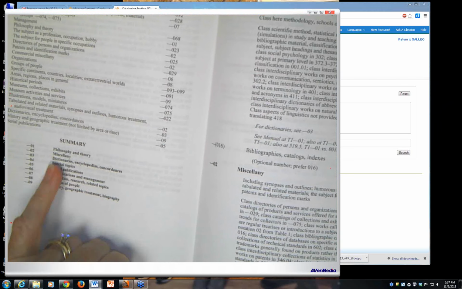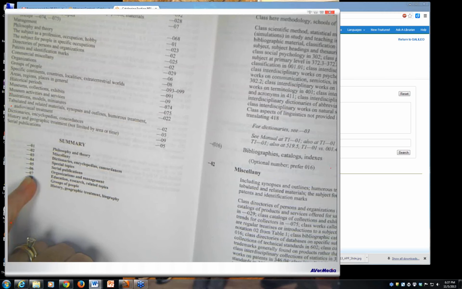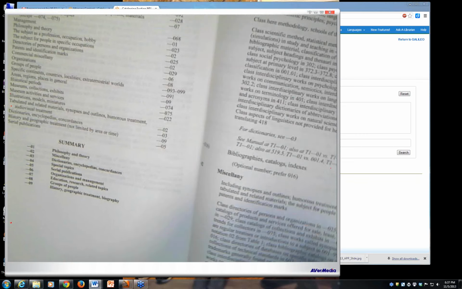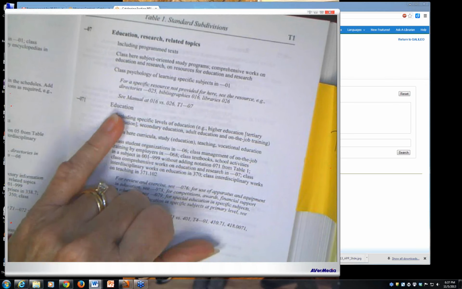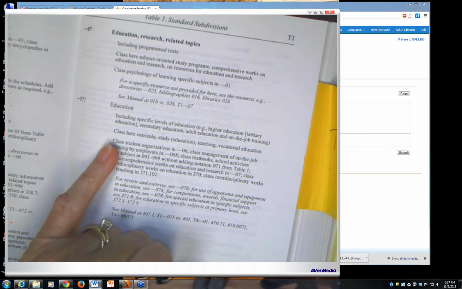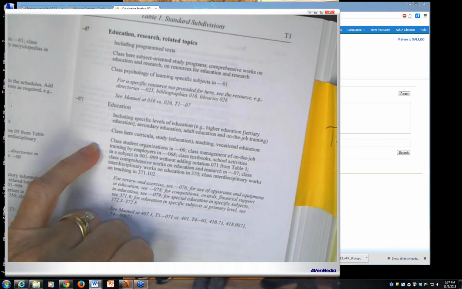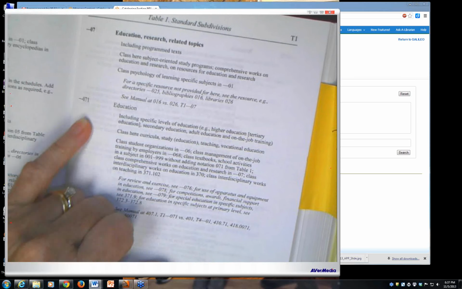I see that in my summary, education, research, related topics is at 07. Okay, I'll look at 07 here at Table 1, see if there are any notes there. There are some notes about 07, so I can read these. Education is 07-1, which includes specific levels of education, curricula. For this one, all I know is it's study of sheep and horses. So I'm going to use my 07 from Table 1.